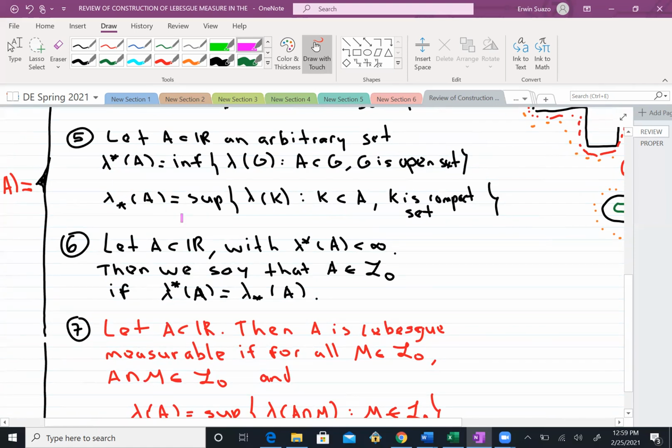So outer measure and inner measure, we call this the pre-Lebesgue measurable sets. We are almost there. If your outer measure is less than infinity, we say that A is pre-Lebesgue measurable if the outer measure and the inner measure are the same. But the outer measure has to be less than infinity.